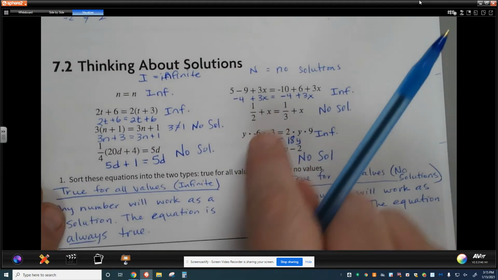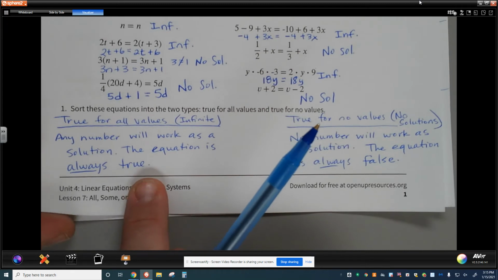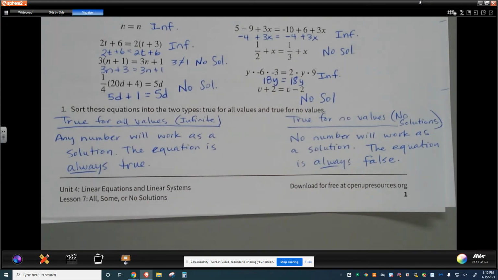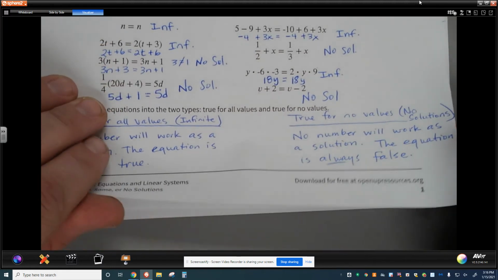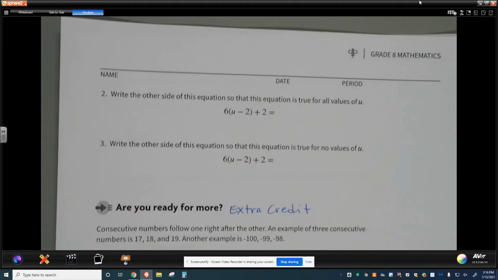All right, let's move to the second part of this. So number 1, these are a few things that I wrote about it. True for all values, infinite solutions. Any number will work as a solution. The equation is always true, no matter what we plug in. When we're talking about true for no values, meaning no solutions, no number will work as a solution. The equation is always and forever false. So let's see some examples here.